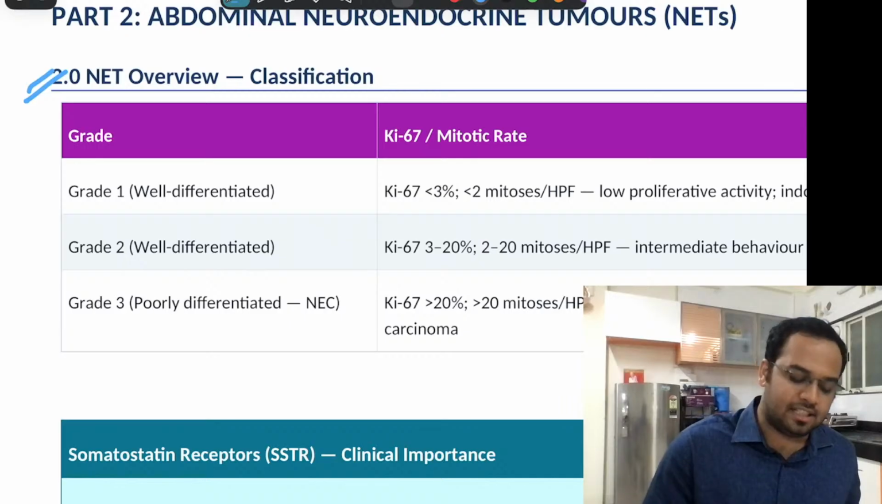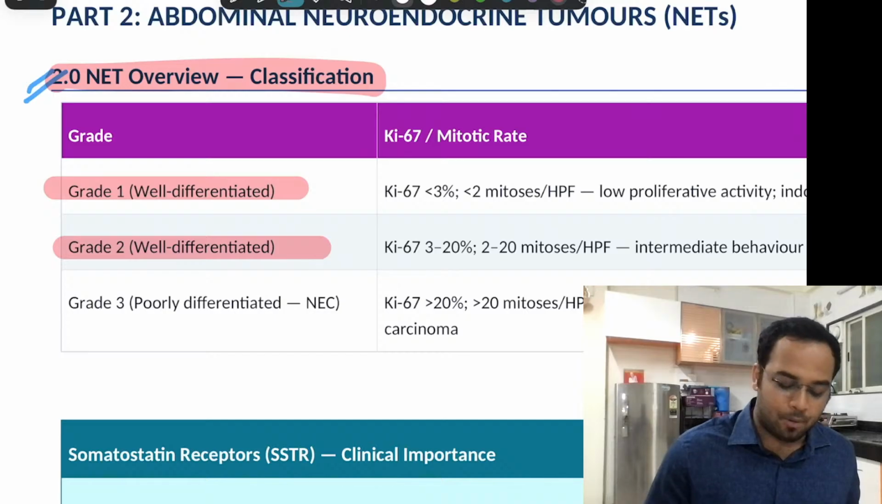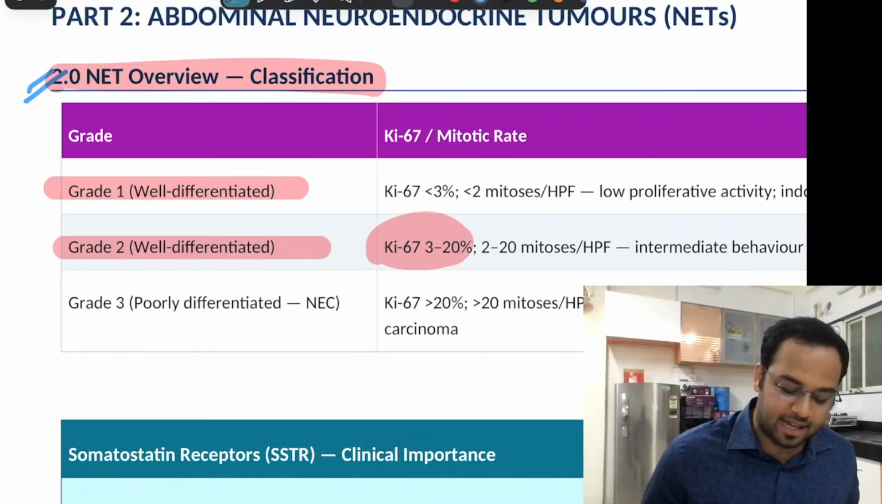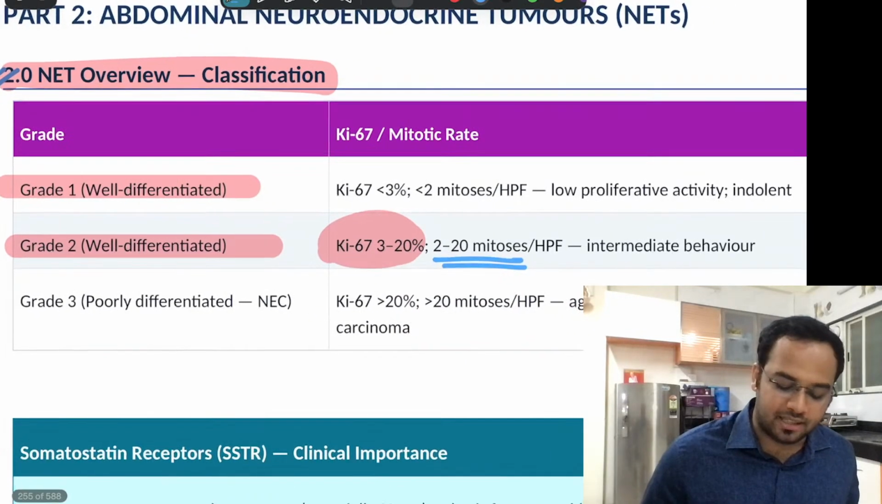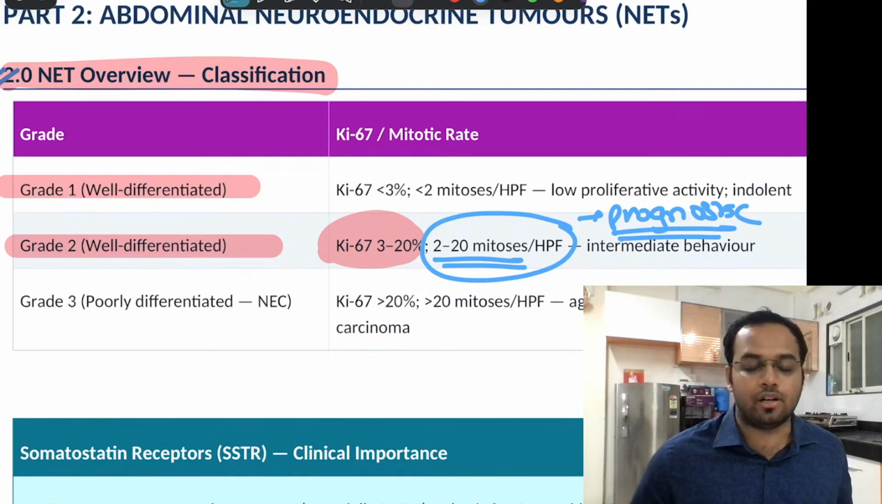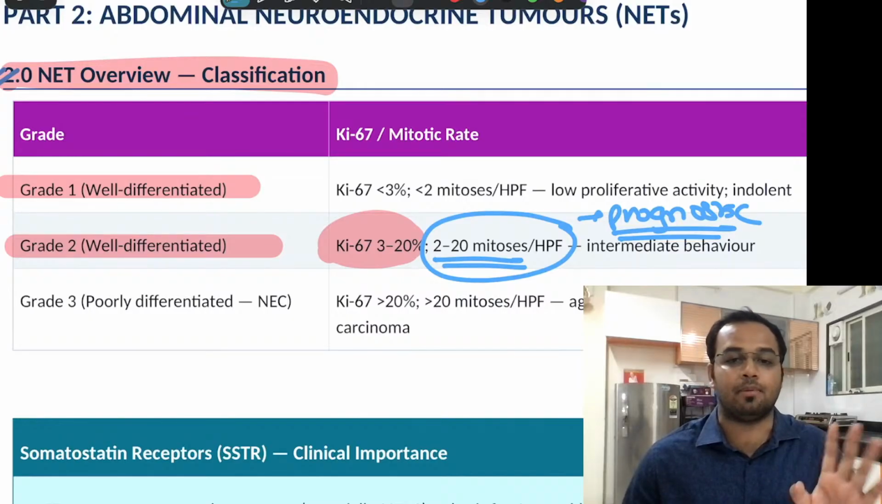They are classified into 3 grades. So what are the 3 classifications? Grade 1 is well differentiated. Grade 2 is also well differentiated, but the problem here is the Ki67 is going to be high. We know that Ki67 is the mitosis index. So here the mitosis index is going to be high, and this is the single most important prognostic parameter. How is the mitosis going to be? It is told by your Ki67 index. So a high Ki67 index means the patient's prognosis is going to be bad.